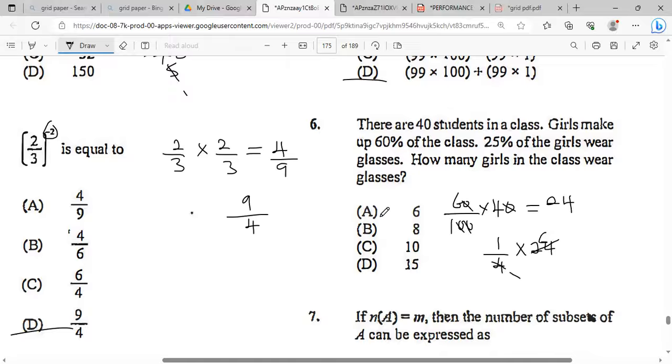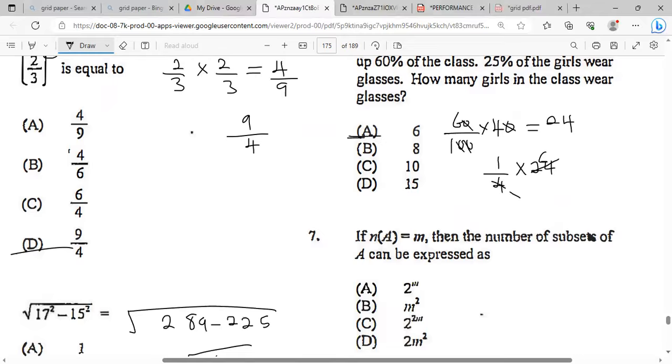All right, let's move on to the next one, which says if n of A is equal to m, then the number of subsets of A can be expressed as... now as we know, it's 2 raised to the power. So m represents whatever number there is. So it's 2 raised to the m. So if it's 3 elements in the set, it will be 2 to the 3, which works out to 8. So I think this is m.